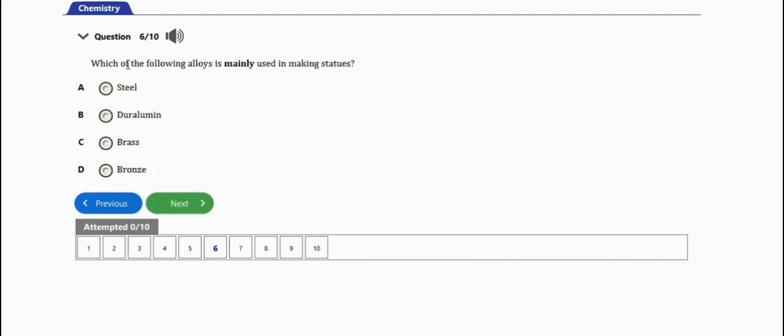It says which of the following alloys is mainly used in making statues? So the right answer would be bronze, guys, option D. Very important. The next repeated question will be this one.